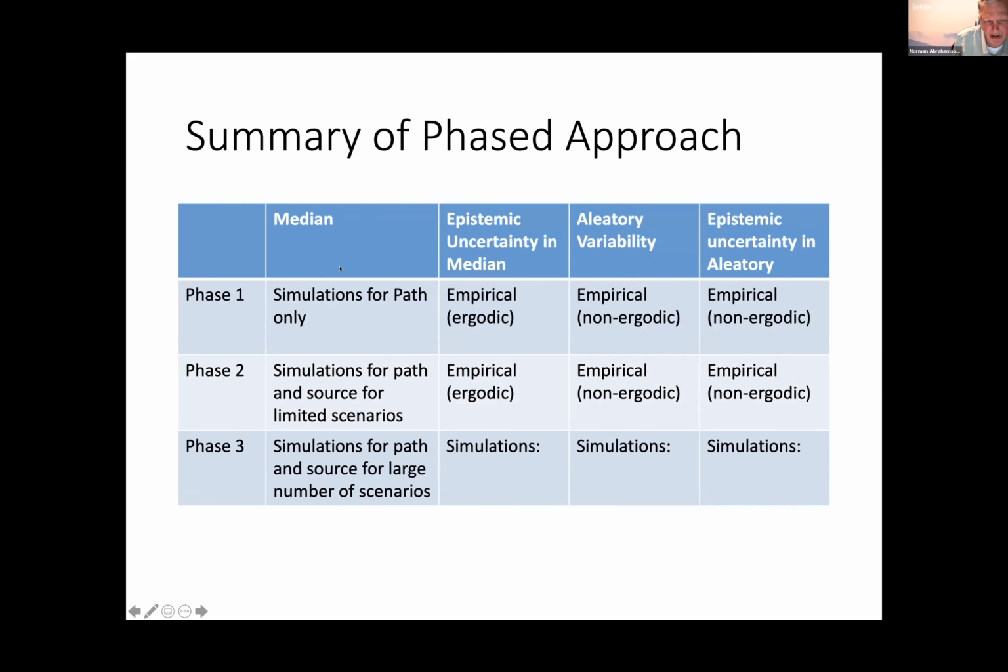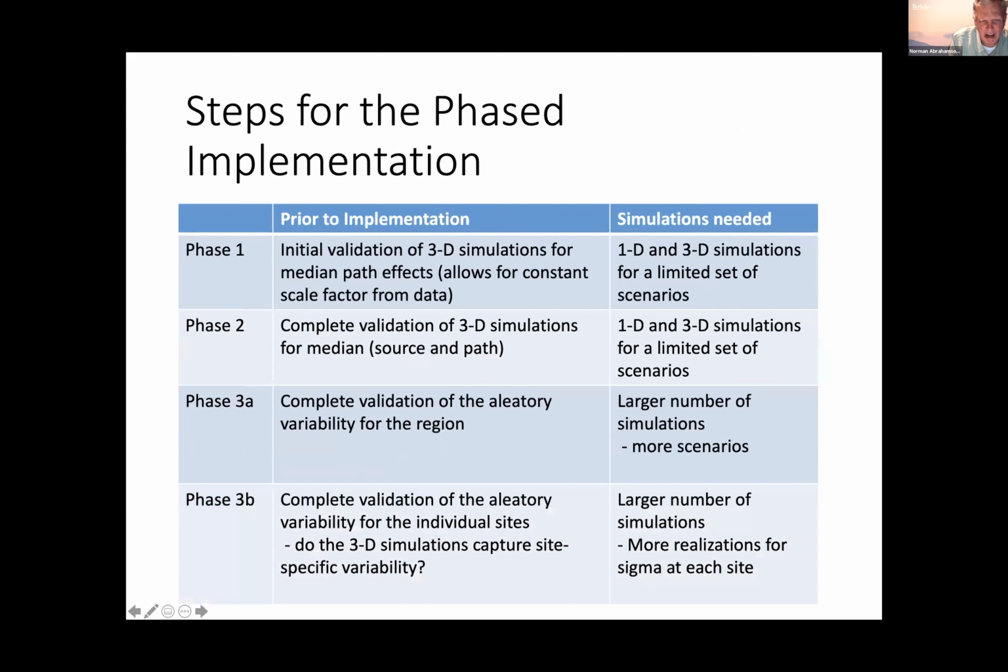Okay, so a summary of what we're talking about here: Phase 1 is going to use simulations only for the path effect for the median, empirical models for the epistemic uncertainty and aleatory variability terms. Phase 2, we use simulations for the median for source and path for a limited number of scenarios, sticking with the empirical models on the aleatory part. In phase 3, we have a larger number of scenarios so that we can get all of the magnitude scaling out of that. We have then simulations enough to get the epistemic uncertainty, and we're going to believe the simulations for their aleatory variability as well. So how do we get there?